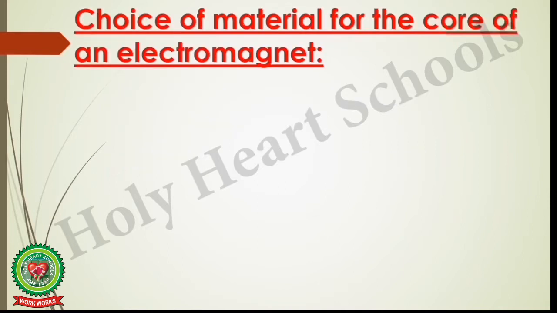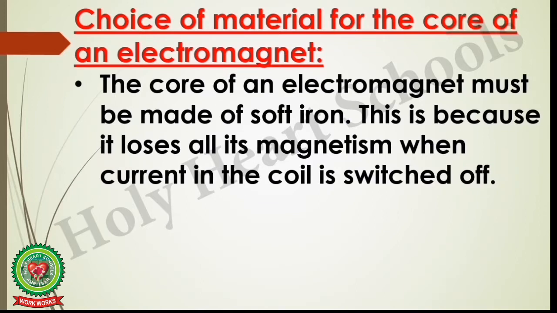Next topic is the choice of material for the core of an electromagnet. This topic is not given in your book, so you need to note it down. The core of an electromagnet, that is the central part of the electromagnet, must be made of soft iron. This is because it loses all its magnetism when the current in the coil is switched off. Soft iron is a soft magnetic substance, so it loses its magnetism when the current in the coil is switched off.